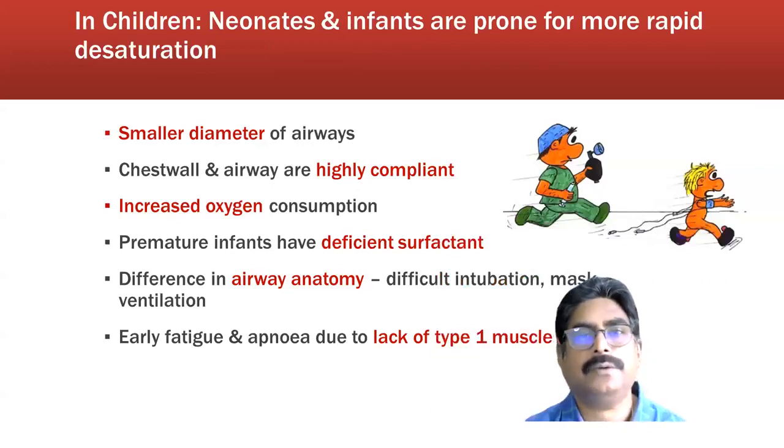So in the case of pediatric patients, because of the smaller diameter of the airways and the chest wall, the airways are highly compliant, and with increased oxygen demand, pediatric patients are more prone to hypoxia. Premature infants have deficient surfactant and differences in airway anatomy. There is difficult intubation and mask ventilation in pediatric patients. They are more prone to hypoxia, early fatigue and apnea due to the lack of type one muscle fibers in the diaphragm.